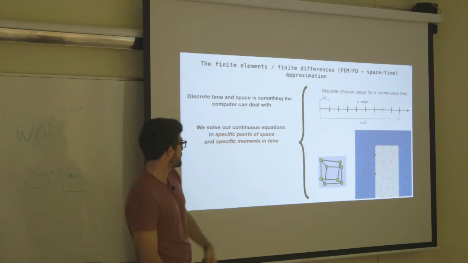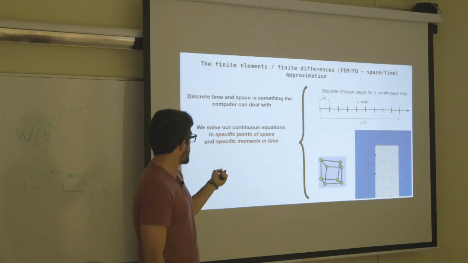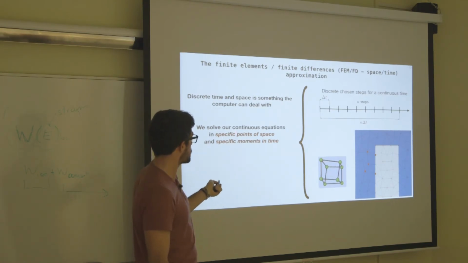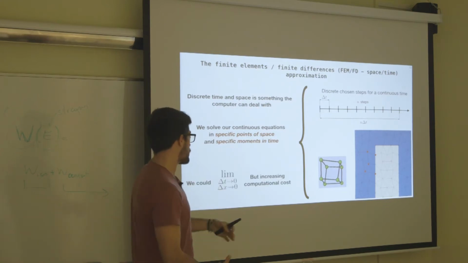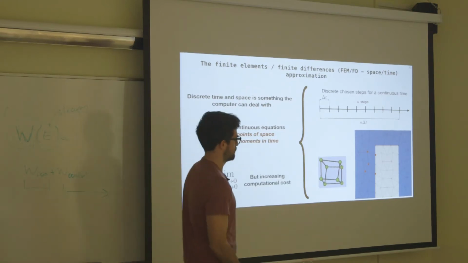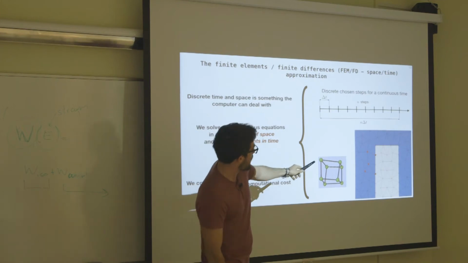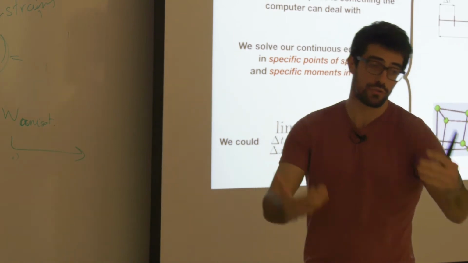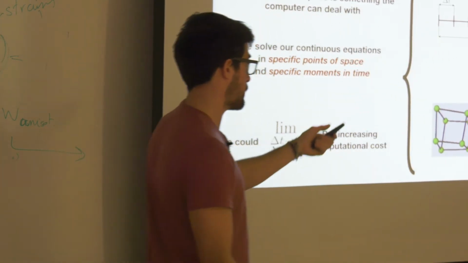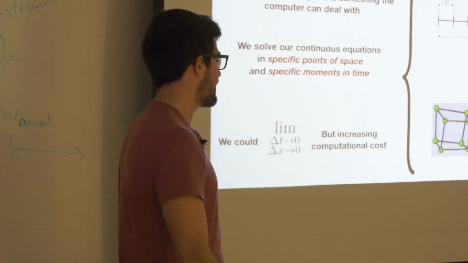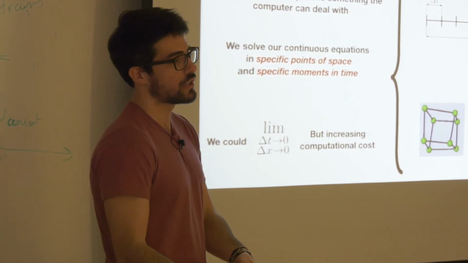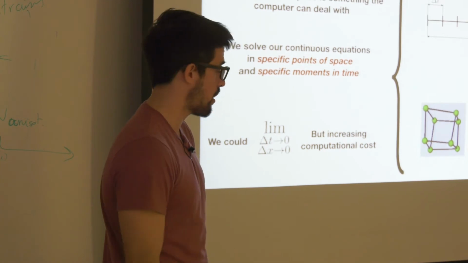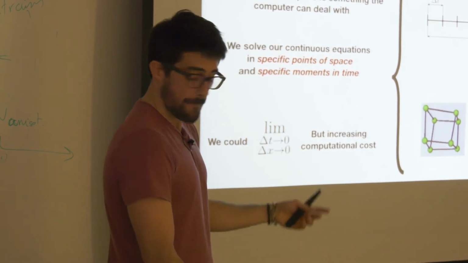So that's the approach you take to solve these continuous equations in the computer. You solve at specific points in space and at specific moments in time. Of course, you can do something: you can say, I can break these little triangles into smaller triangles, and I can approach continuity. You can do the same with time, but the thing is that you increase your computational cost. So there is a point where you cannot handle your problem anymore.